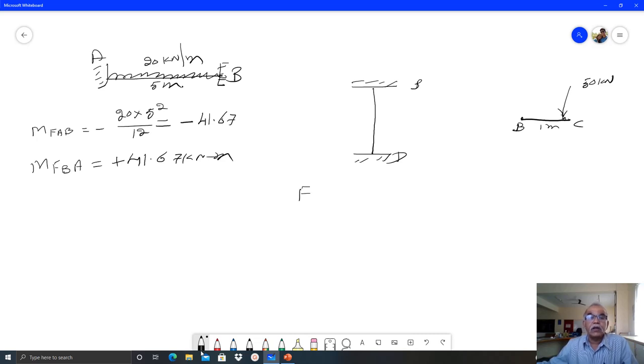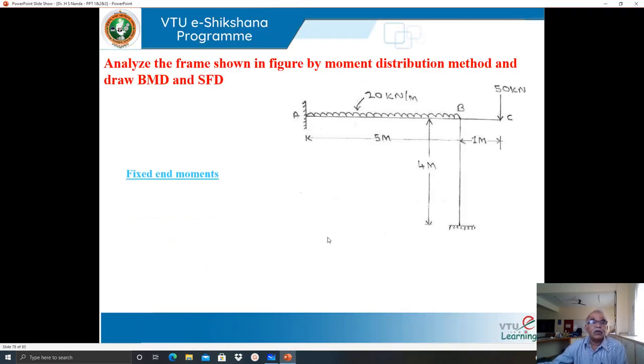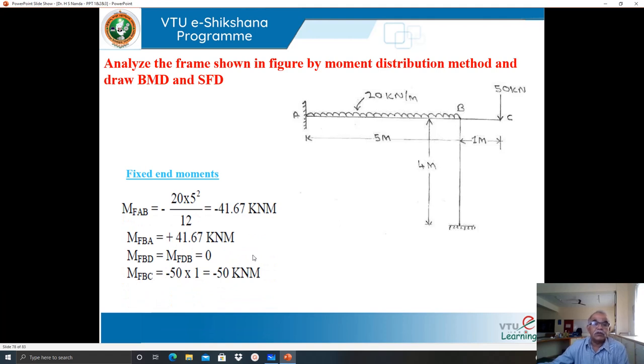Now here MFBD and MFDB will be zero because no loading. Here it is the overhanging portion, hogging, 50 into 1, that is minus 50 kilonewton meter. Those are the fixed end moments shown here, by assuming AB and BD as fixed beams.